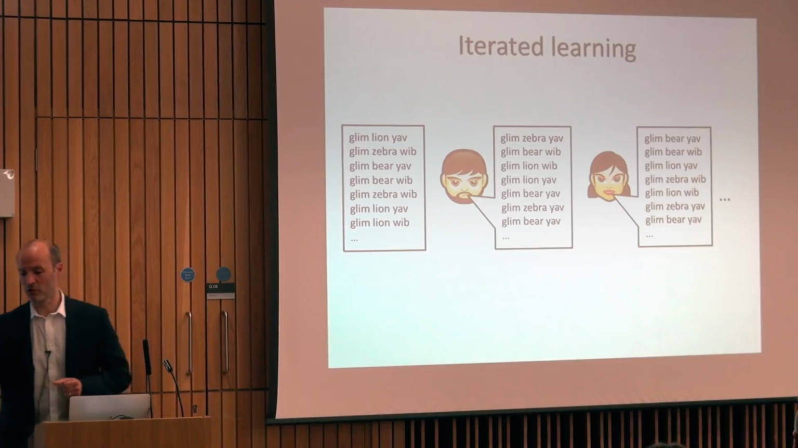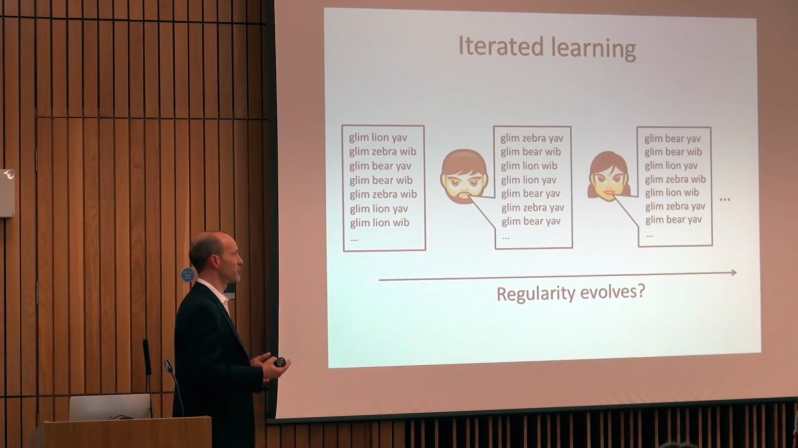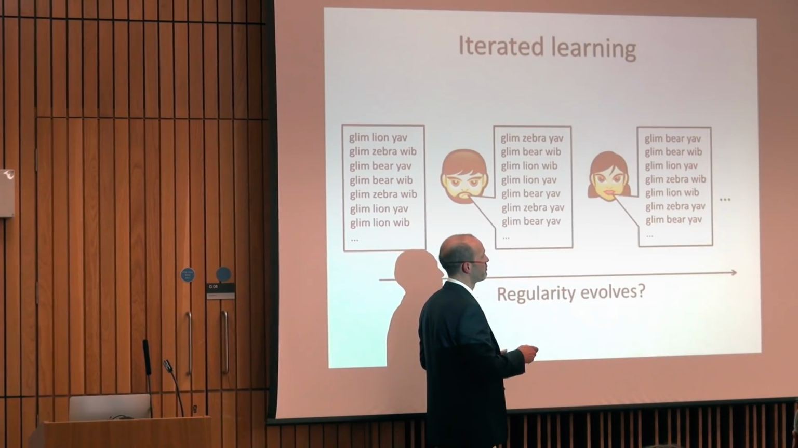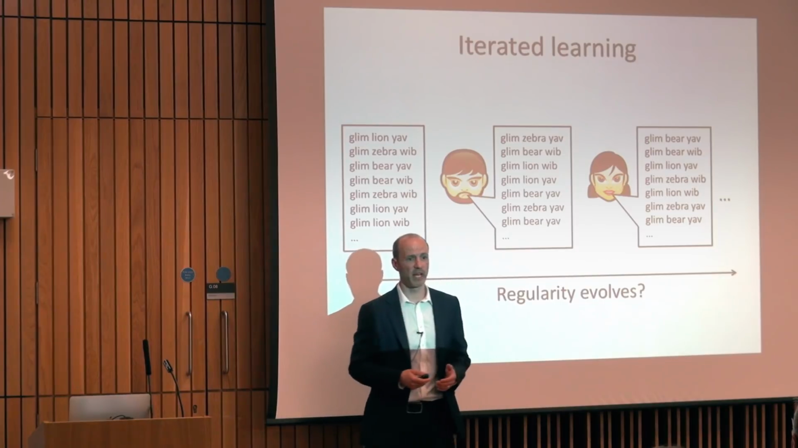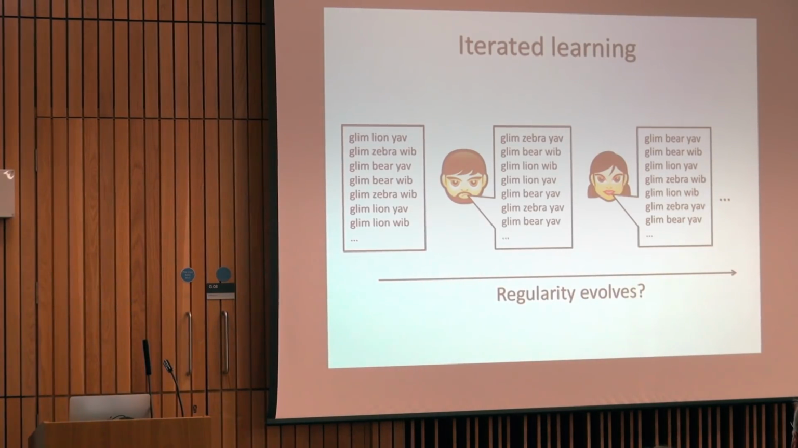So we just pass this little miniature language from person to person, and we're interested in what happens to that language. Does it change over time? And in particular, what happens to this little kind of unpredictable, irregular element of the language as it's passed from person to person? Okay, so quite controlled and simple experiment.